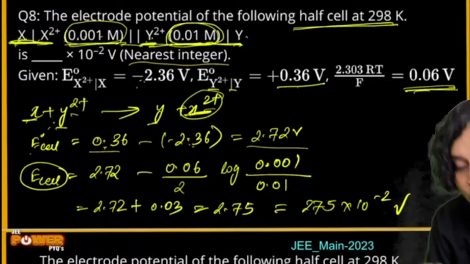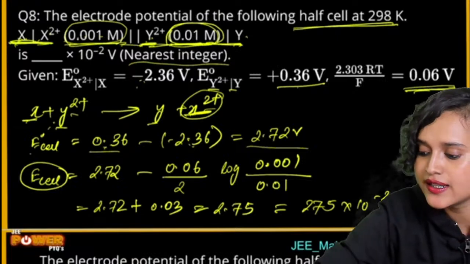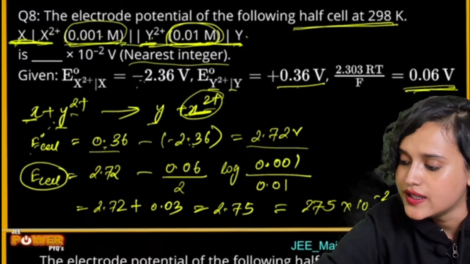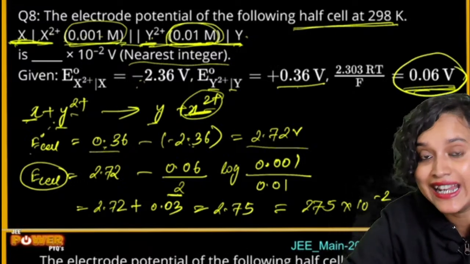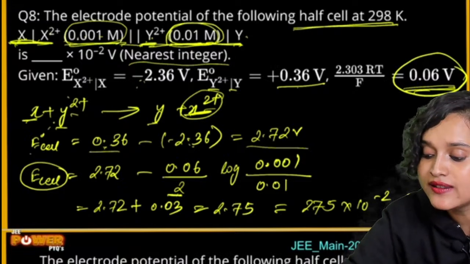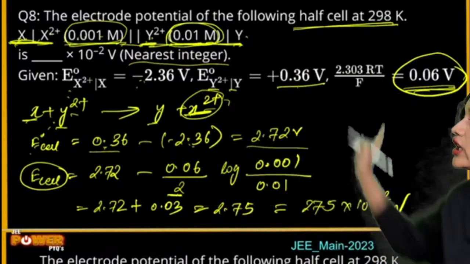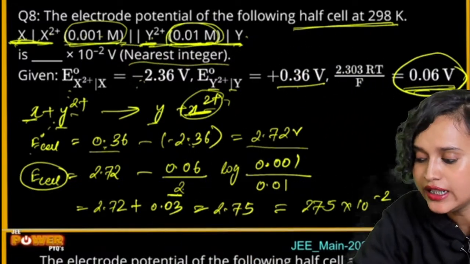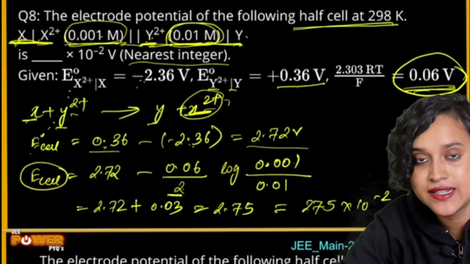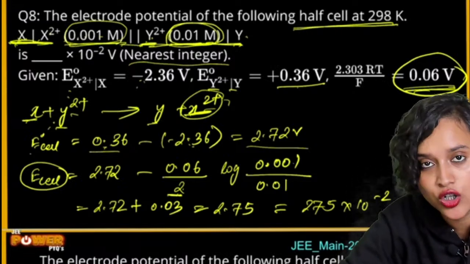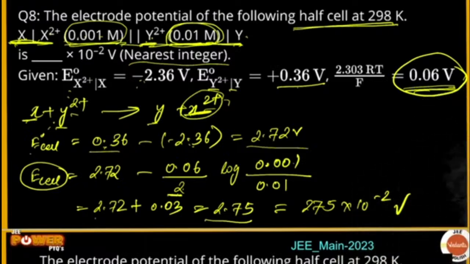Now, E cell value is E naught cell minus 0.06 volt divided by 2. What is 2? 2 is n. n is basically how many electrons were given or taken. So you have written it here. Now, log of 0.001 divided by 0.01, if you solve all of these, you will get 2.72 plus 0.03, which is equal to 2.75.